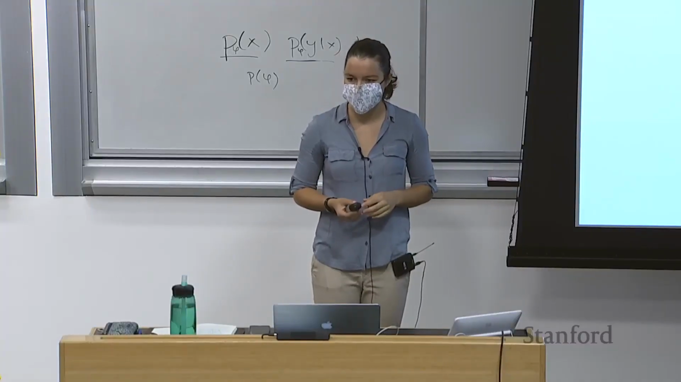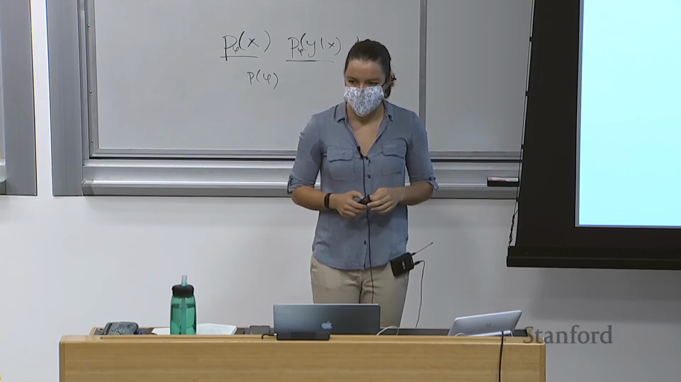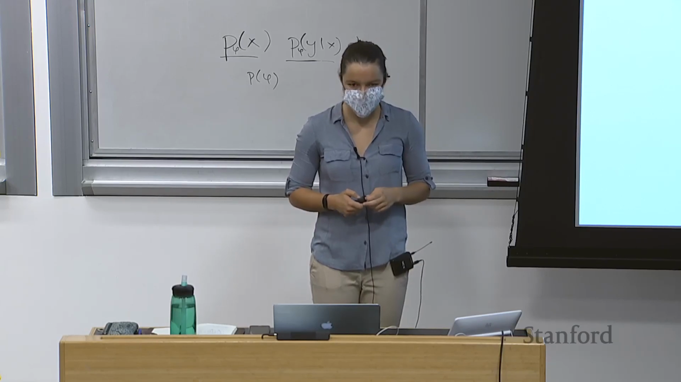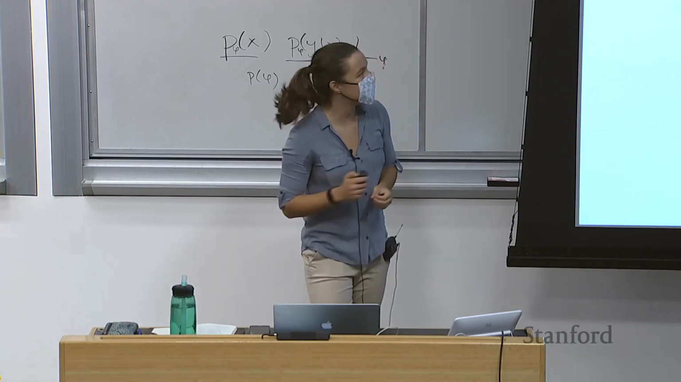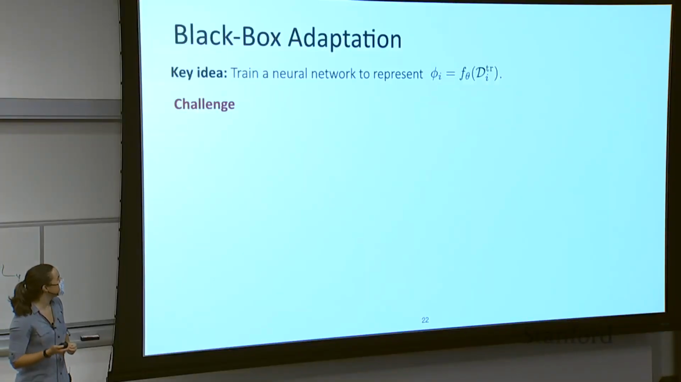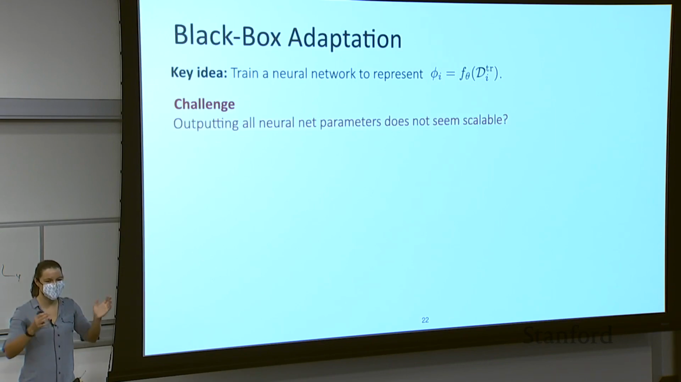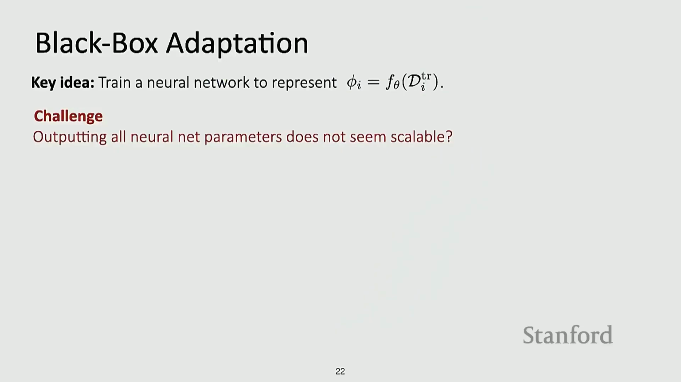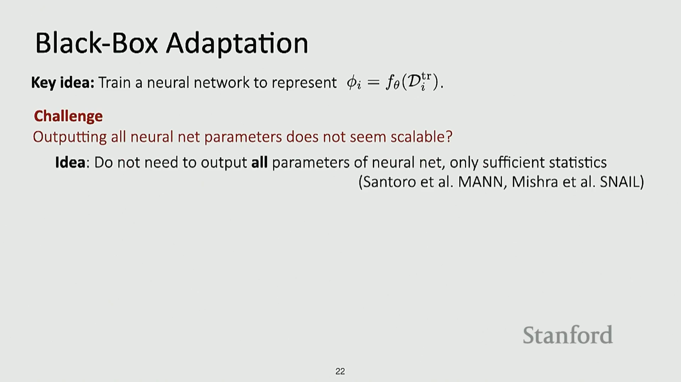Yeah? Generally, doesn't G phi already have some of the weights of the transformation? Yeah, that's a great question, and we'll talk about that on the next slide. One thing that you might notice is that if G phi is a huge neural network, then outputting all of the parameters for a huge neural network seems impractical. It doesn't seem very scalable. And so you don't actually need to output all the parameters of a neural network. What you can do is just output the sufficient statistics, or just the parameters of the last layer of the network, and use other parameters in G that are fixed across all of the tasks.